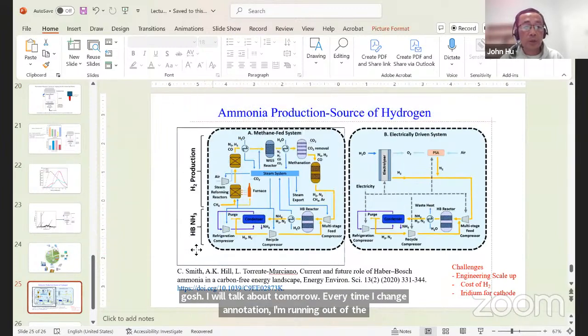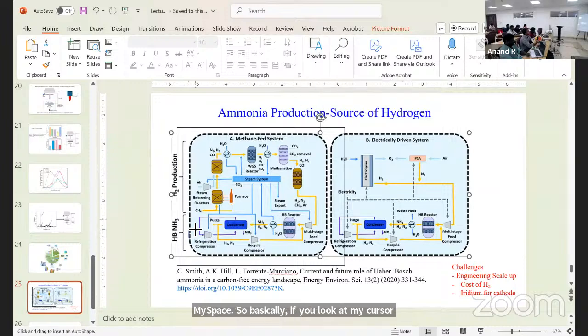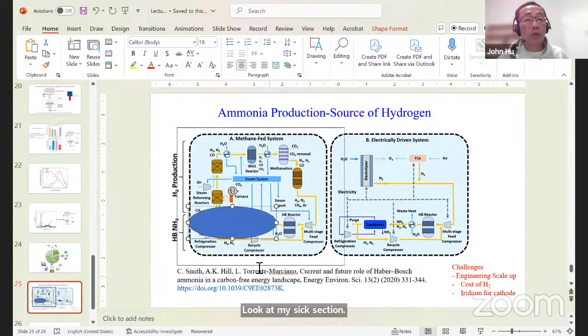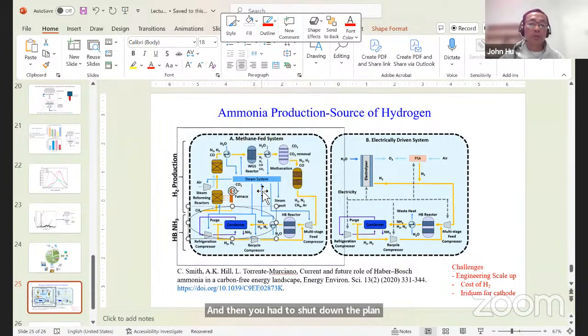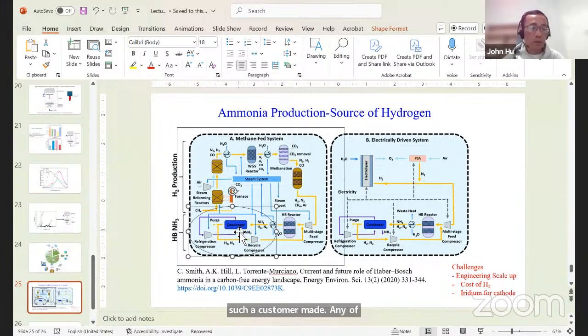So basically, if you look at my cursor, and this section, look at my 6th section. Yes, sir. It costs you a lot of money. If anything fails in this section, which I covered, you have to shut down the plant. But any other location, if it fails, they have redundancy. They can afford the A and B. Remember I said you have pump A running, you have pump B on standby. But whatever is in this circle, you don't have the option because they are so expensive. If any of these three equipment goes down, you have to shut down the whole plant.